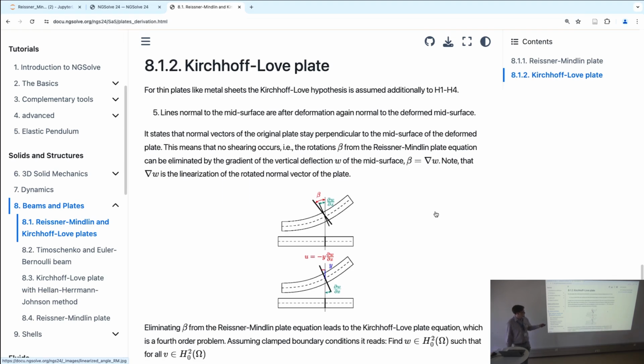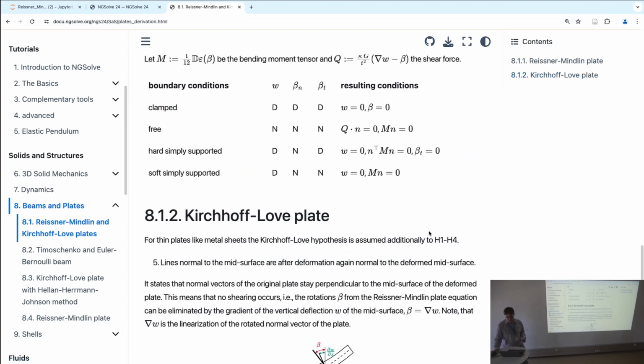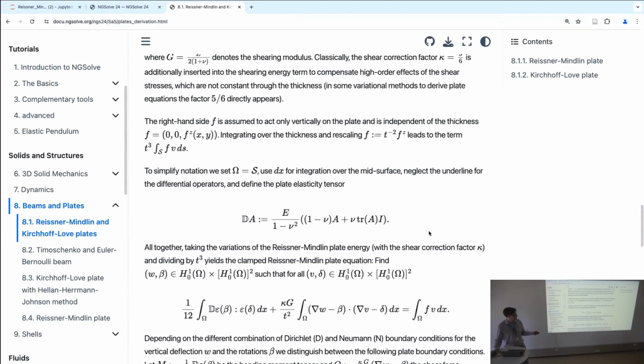So in the first figure here, we have the plate, we have the vertical deflection, and then either we have a rotation beta extra. This is the Reissner-Mindlin plate. But if we say this is already given by the vertical deflection, then this is the Kirchhoff-Love plate. So the advantage of the Kirchhoff-Love plate is that there's no locking problem. We eliminated it, so there's no shear energy anymore.